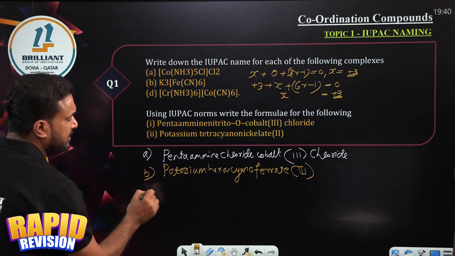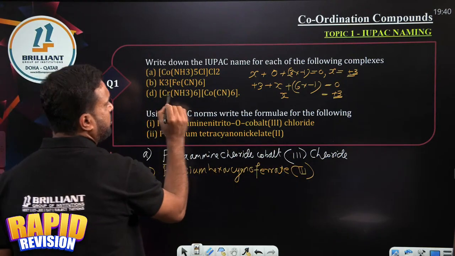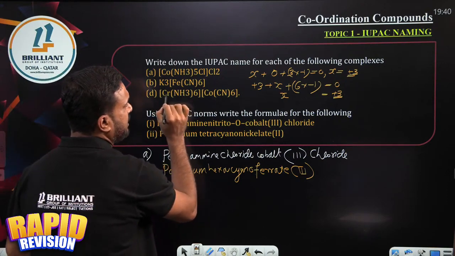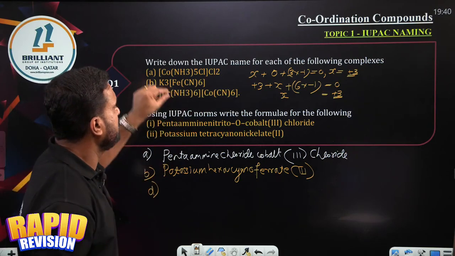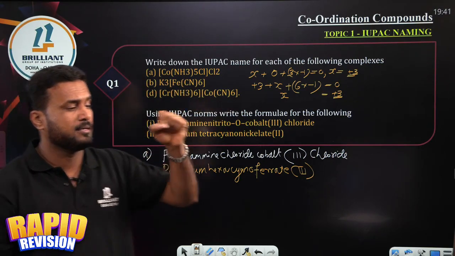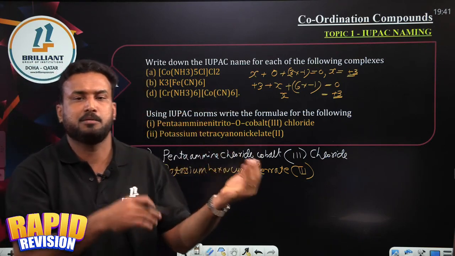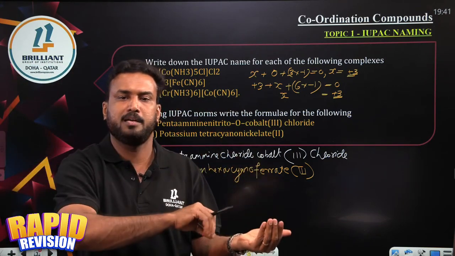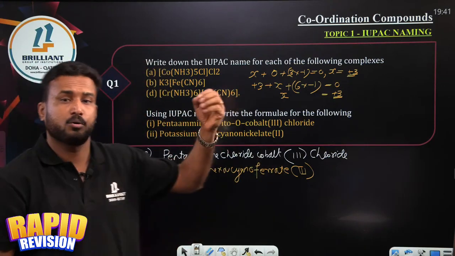Then the third one, the name. Here also you can find out the oxidation state. Here, chromium is the central metal atom and it's a different one. That's why I selected this one, because here both the cationic and anionic parts are complex. Some complex compounds may contain a simple cation and complex anion, or simple anion and complex cation, like that. But here both cation and anion are complex.